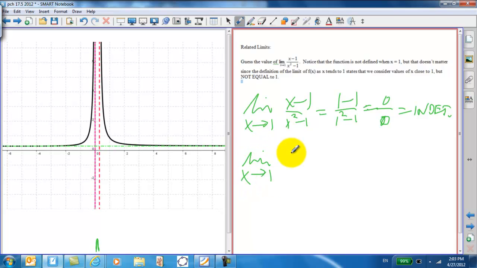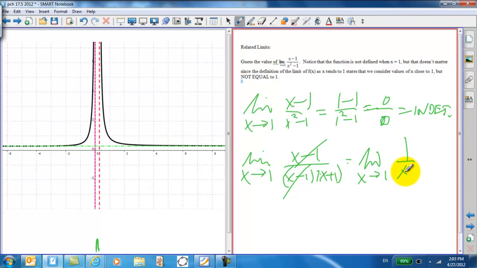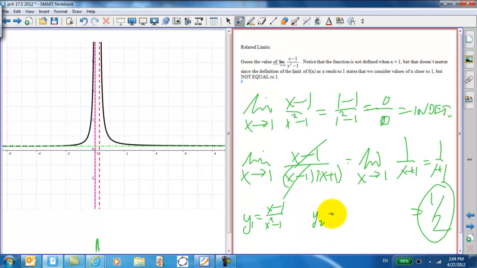In this case, we can. We can say x minus 1 over x minus 1 times x plus 1. We cancel those out. You get the limit as x goes to 1 of 1 over x plus 1. So you get 1 over 1 plus 1, which is a half. That's your limit. Okay? Even though at 1 the function is undefined. And these two functions are not the same. If you looked at a graph of y1 equals x minus 1 over x squared minus 1, and y2 equals 1 over x plus 1, not quite the same.